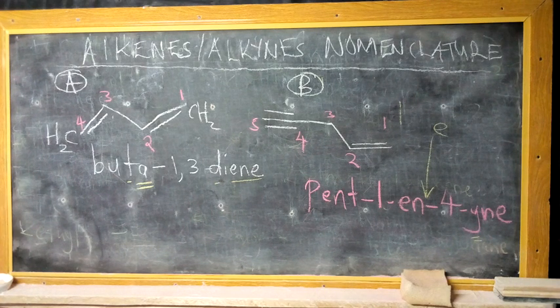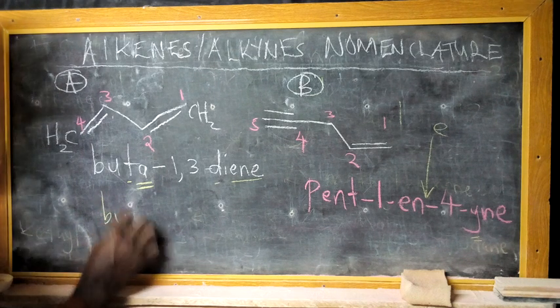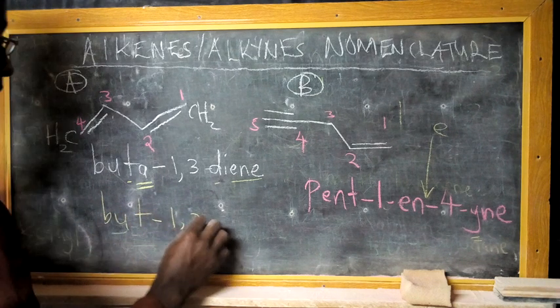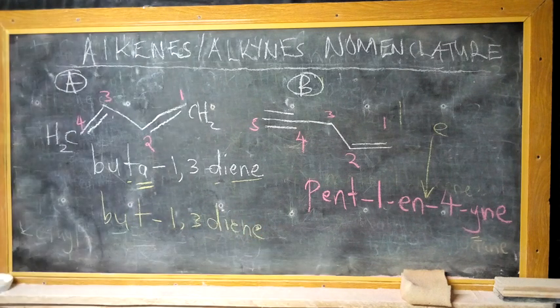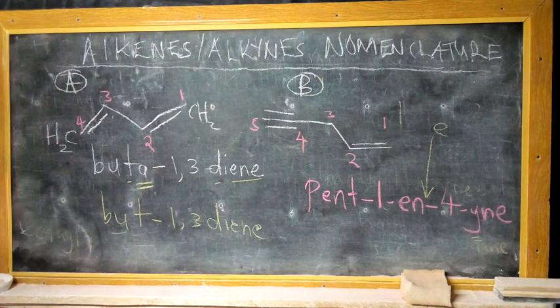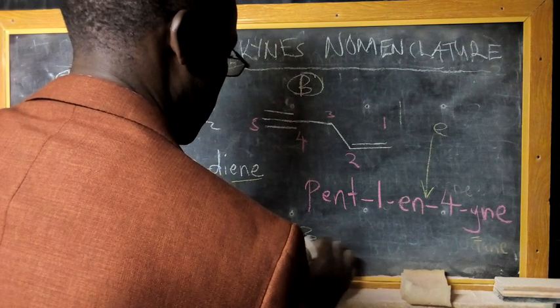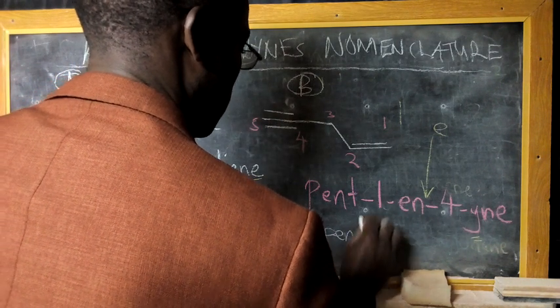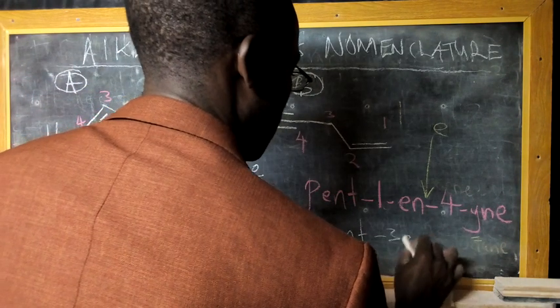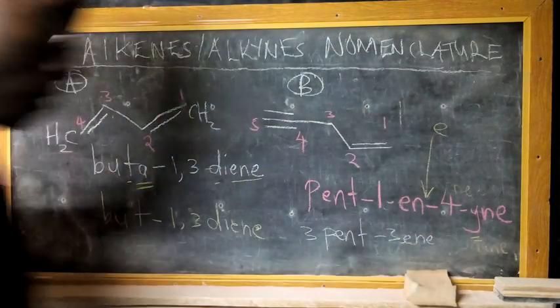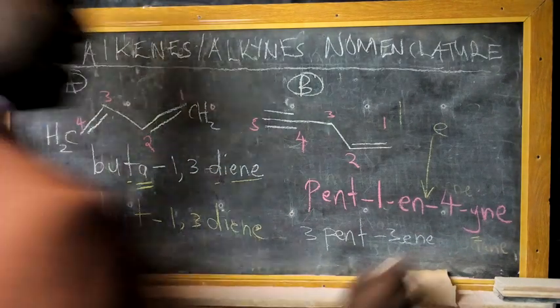So if that was not the case, then we would have had but-1,3-diene. And the second case, we could have had pent-3-en-1-yne.